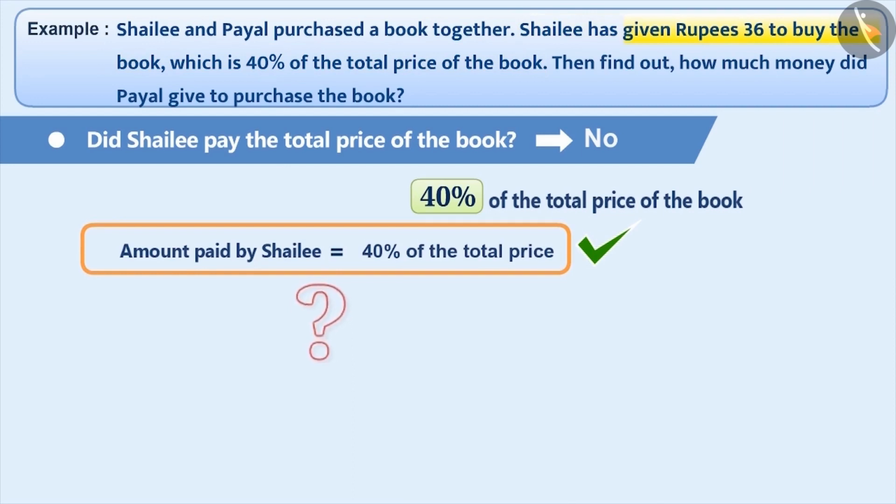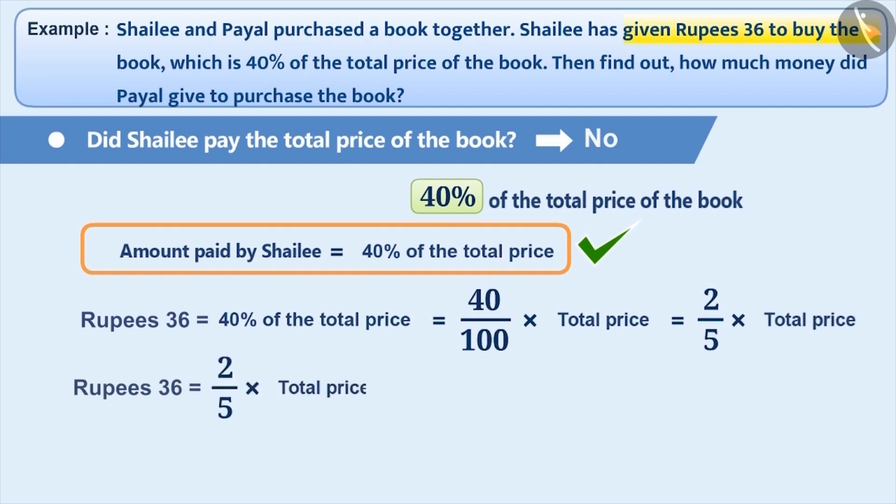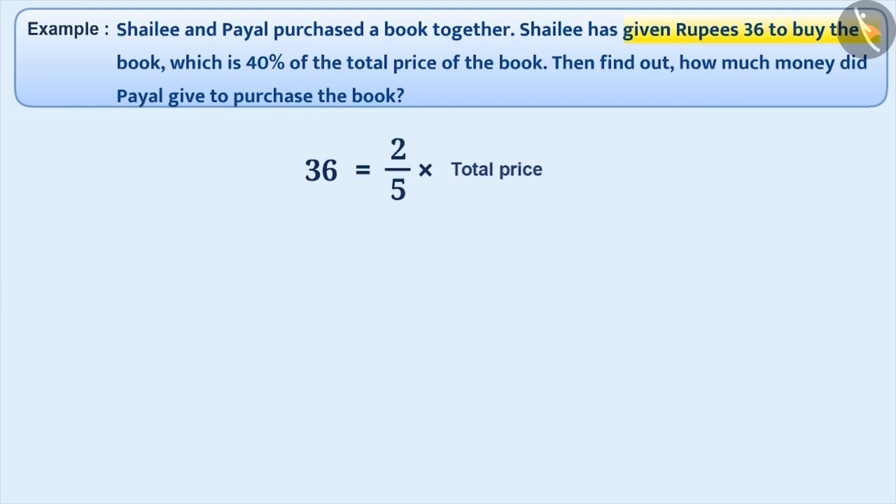But Shelley has given 36 rupees. So what does it mean? Think for a while. You've got it right. 36 rupees is equal to 40% of the total price. Therefore, 36 rupees is equal to 40 by 100 into total price, which is equal to 2 by 5 into total price. That means 36 rupees is equal to 2/5 into the total price.